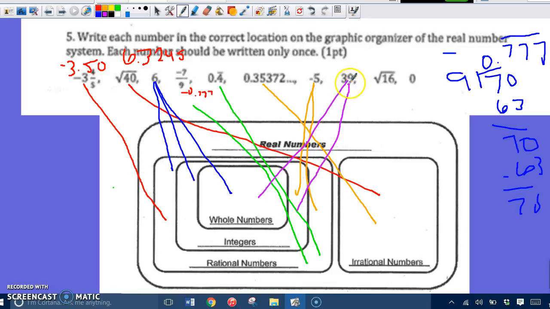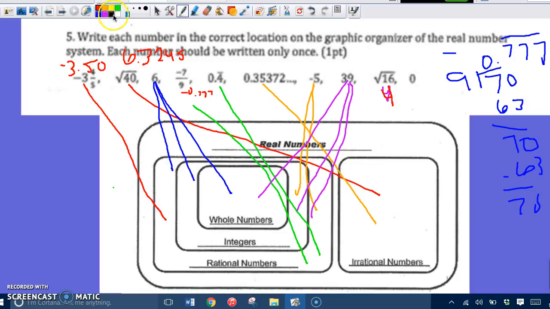On the number line, it's rational. Square root of 16. Remember, don't freak out about square roots. I help you determine them or give you a calculator if you need one. Square root of 16 is going to be 4. 4 times 4 is 16, right? So guess what? This answer is 4.